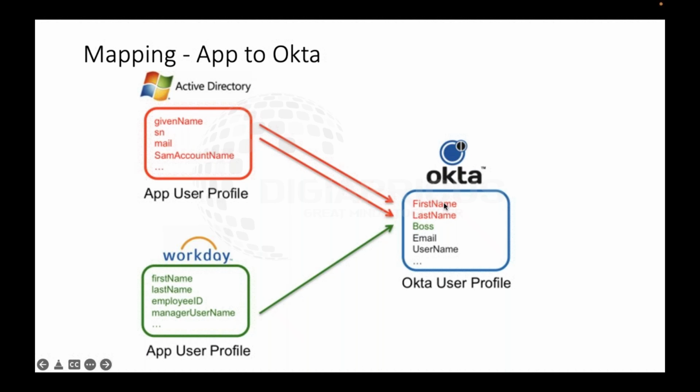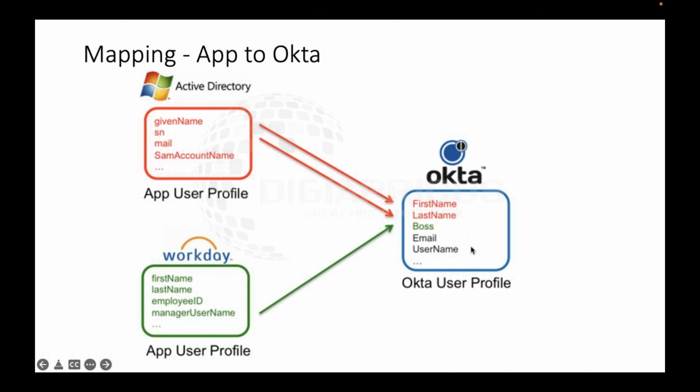We are trying to understand that first name you have to get from given name, last name you have to get from SN, and manager name you have to get from Workday. This is how a user is created in Okta, and it shows that one user can get values from multiple sources. What is good here is that the user created in Okta has values coming from different places: given name and SN came from Active Directory, and manager username came from Workday. And there is only one user created in Okta.